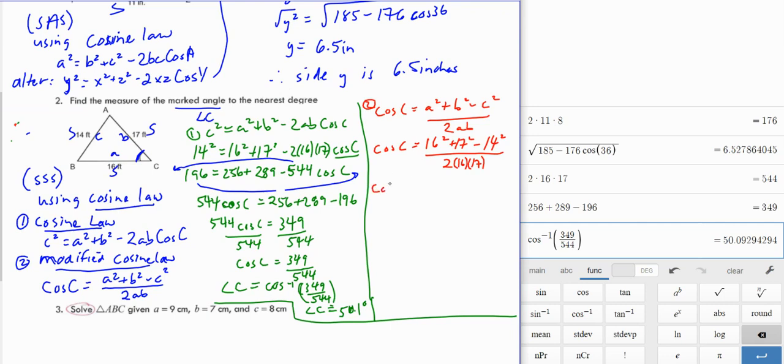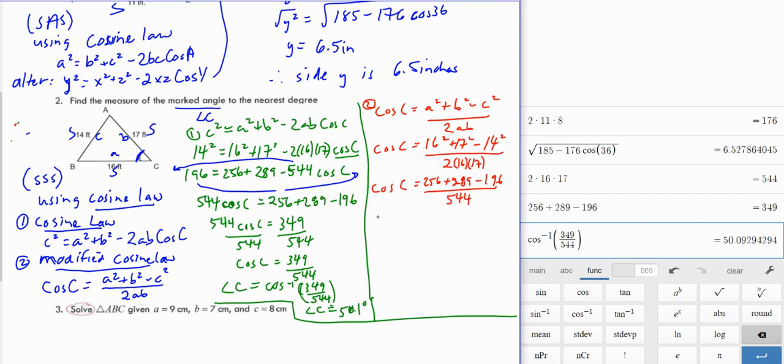So we have cos C. Now we simplify. Well, that's 256, same numbers as over there. It's the same numbers as we had, and we will get the same answer. We just want to see if there's an advantage to doing one over the other. 196. 2 times 16 times 17 was 544. So a lot of the same numbers here.